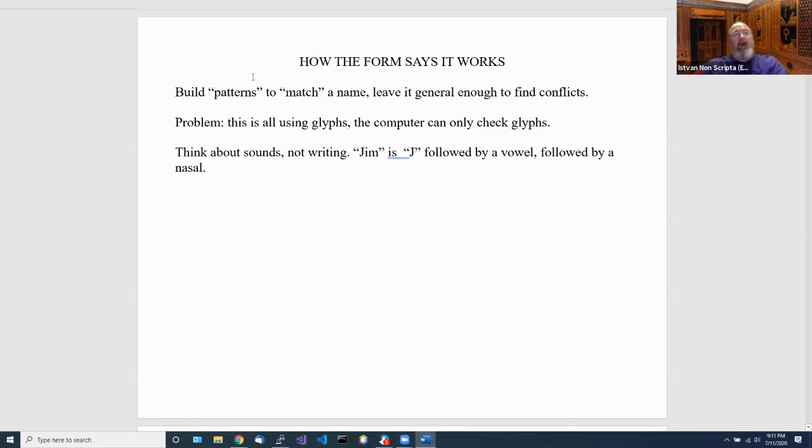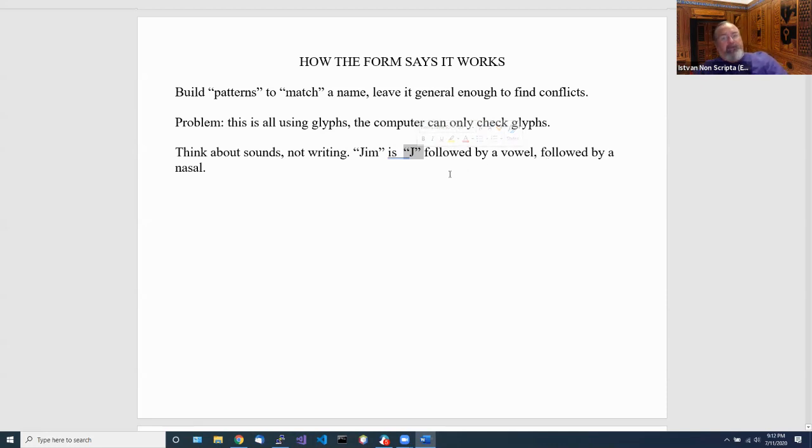Most of this class is how to deal with using written conflict, and the way the patterns work, to fake out sound conflict. So we're going to fake doing sound conflict. So think about your sounds, not how you write the name. Jim is a J sound or a G sound, depending. It's the soft G, followed by a vowel, followed by a nasal.